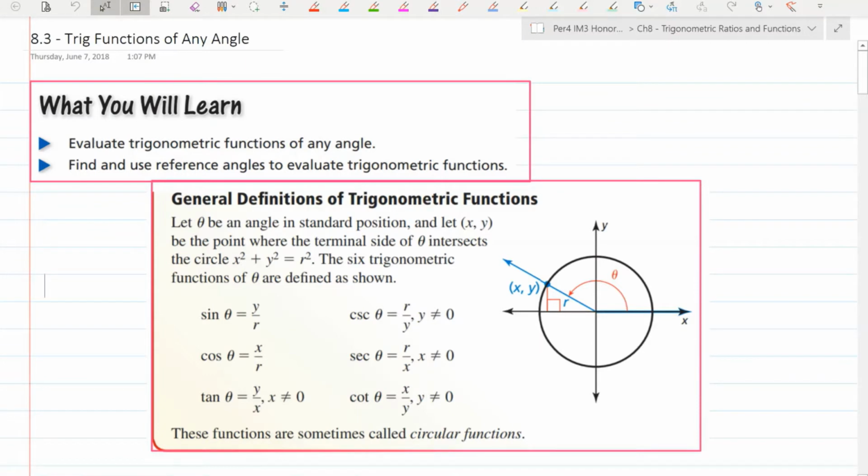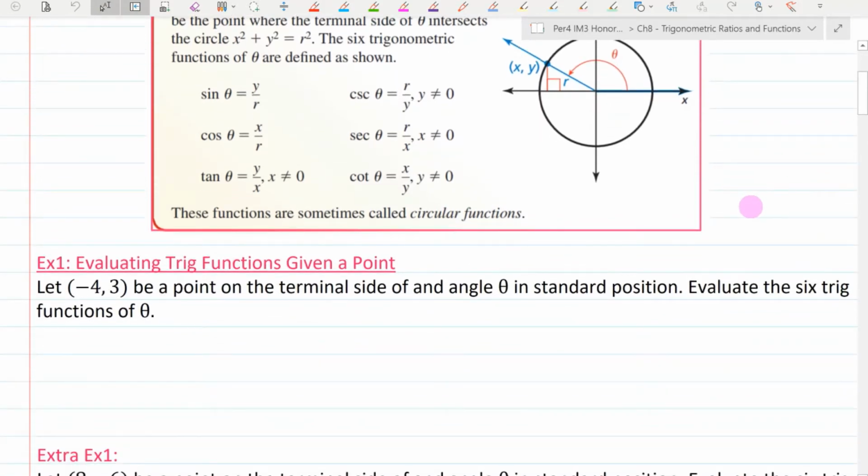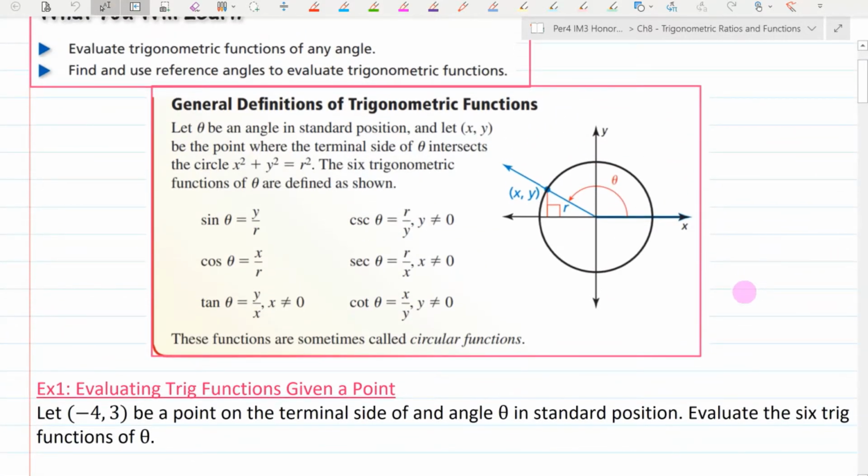We're going to be doing section 8.3, which is to find the trig functions of any angle that they give you, okay? And we are going to use the unit circle that's in the previous section, in the 8.2a, where we talked about the unit circle.